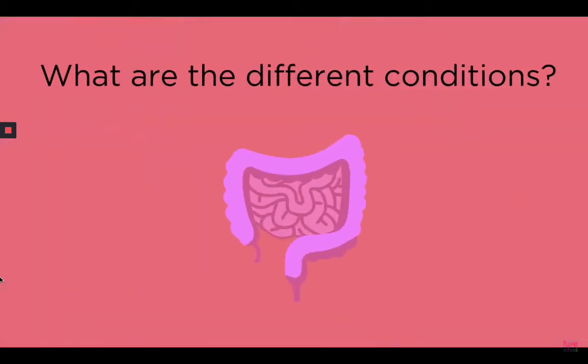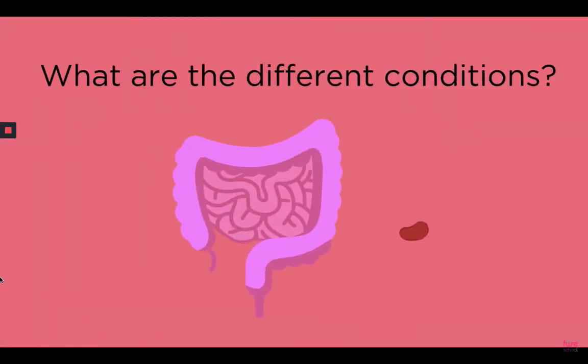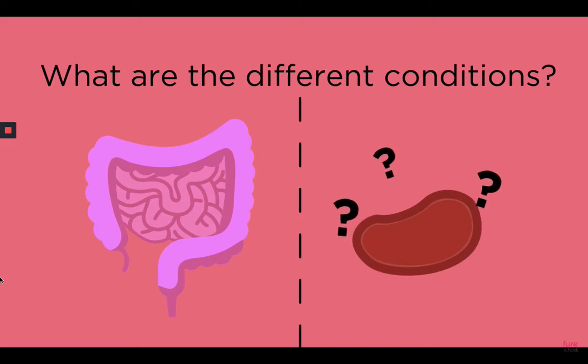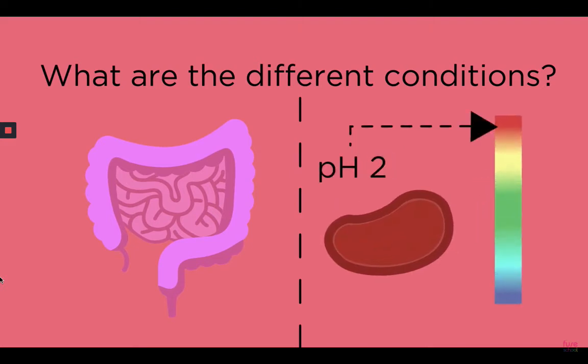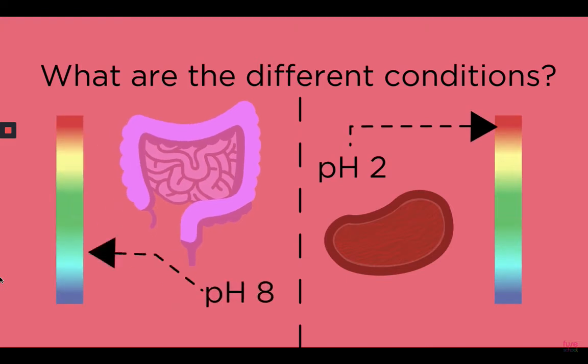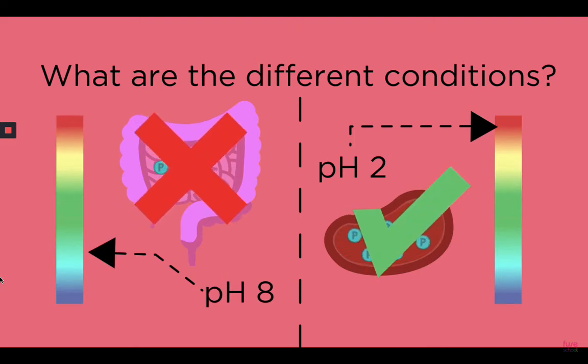What conditions do you think might be different in the small intestine compared to the stomach? Whilst the stomach is very acidic and has a pH of about 2, the small intestine has a higher pH of about 8. Protease enzymes, which work well at pH 2, don't work at pH 8, which is why different protease enzymes are needed in the small intestine.